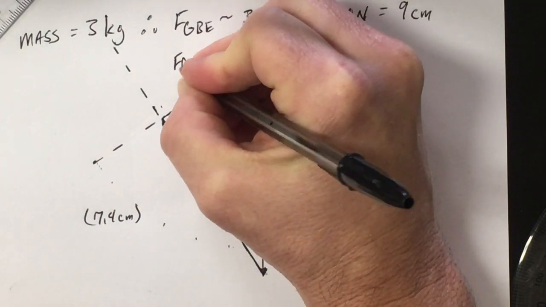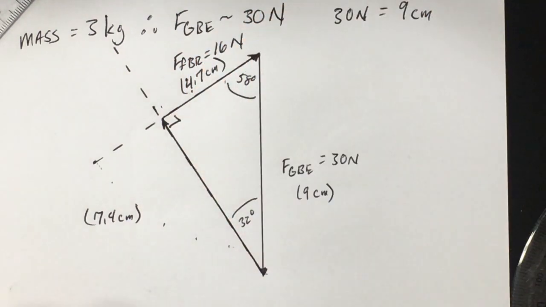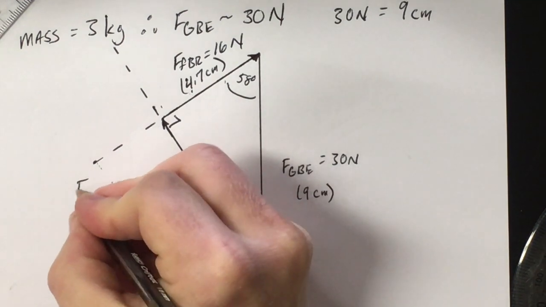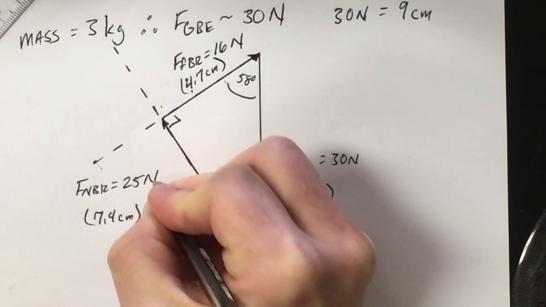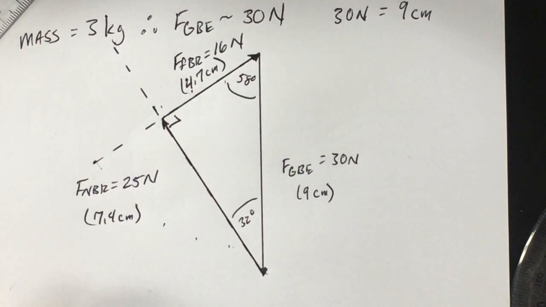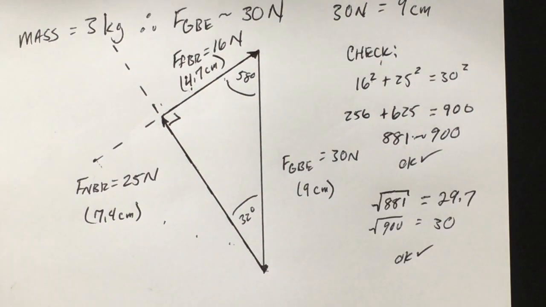This one, friction on box by ramp, is worth 16 newtons, and the normal on box by ramp is worth 25 newtons. I can always check this with Pythagorean theorem also, and 881 is approximately 900. Even the square roots are pretty close.